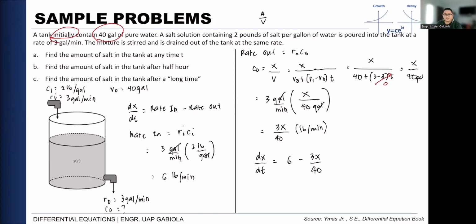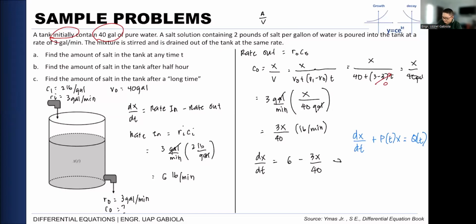Linear po. Linear, no? So, pwede yung linear form. So, let's try. Gawin natin in linear. Again, si linear, anong formula natin for linear? Gawin natin in terms na nitong variable natin, ano? dx/dt plus p of t x is equals to q of t. Okay? So, dapat ganyan yung linear form natin.